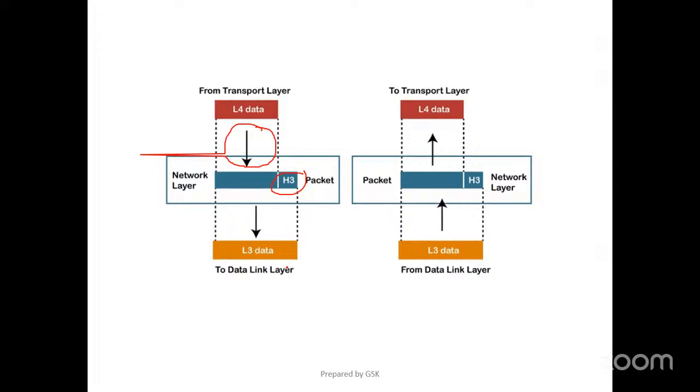Then at the receiver side, the data is received by the physical layer and sent to the data link layer. And then the data link layer will send the data to the network layer. In the network layer, the data is in the form of packets. The header is maintained. The header is used to maintain the addresses of the devices. And after performing different functions, the network layer will submit the data to the next layer, that is L4, the transport layer.